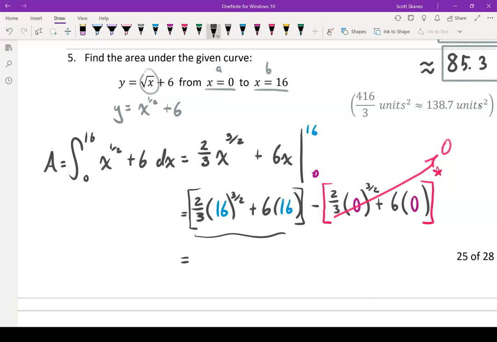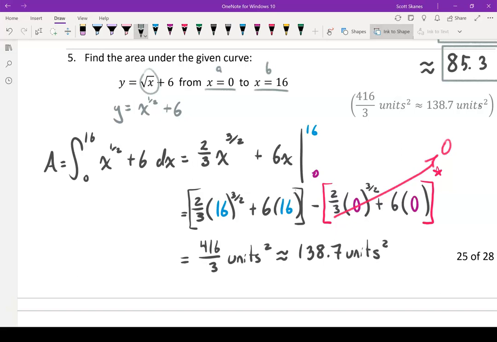This expression here gives us 416 over 3 units squared. And as a decimal, how many square units that really is, 138.7 units squared, give or take a few decimal places. And there we go. So we've got 3 more pages.